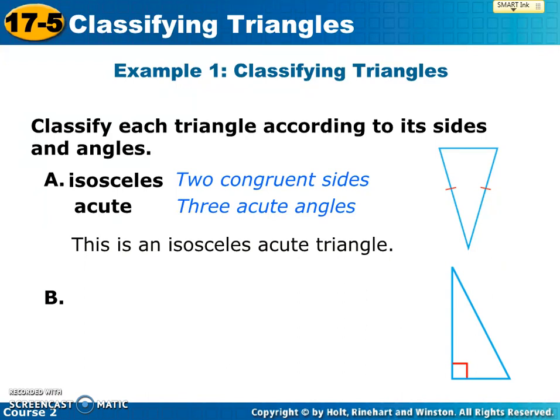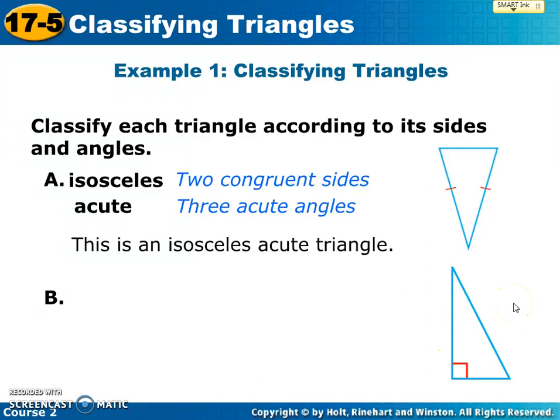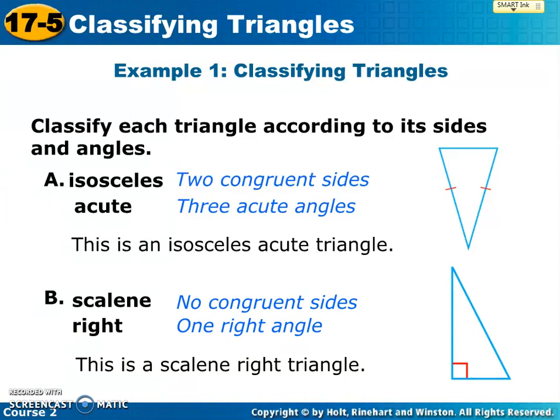In example B, you can see that we have a little symbol down in the corner here. That means that's an automatic indication that it's a right triangle. So we'll talk about that here in a little bit. But we have no tick marks, which means there's no sides that are congruent. So if there's no congruent sides, we know that has to be scalene. As I said earlier, there's a little symbol in the corner, so that means that it's a right triangle with that symbol. So we have, in all, a scalene right triangle.